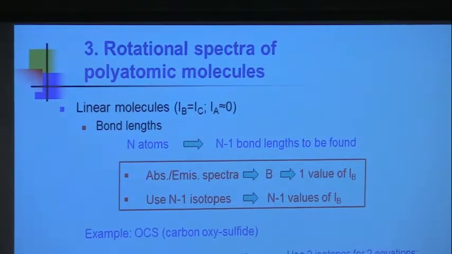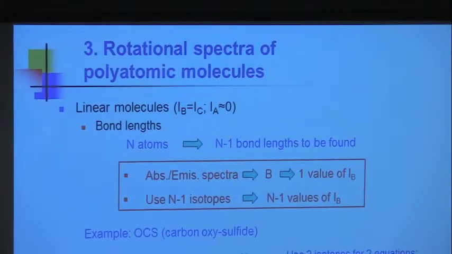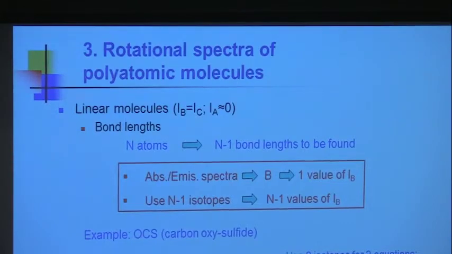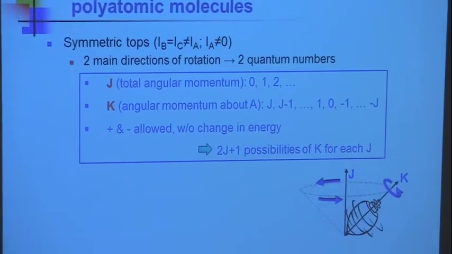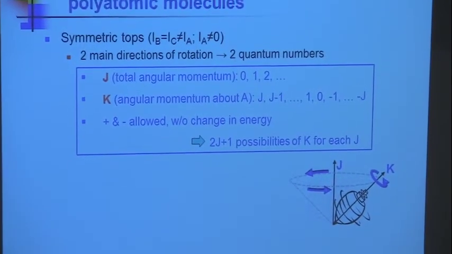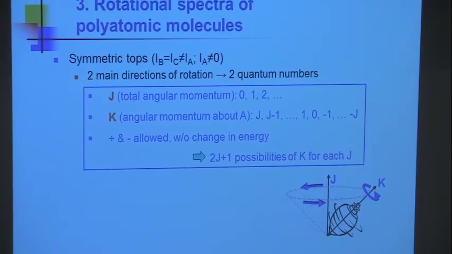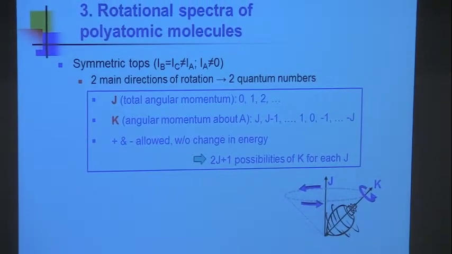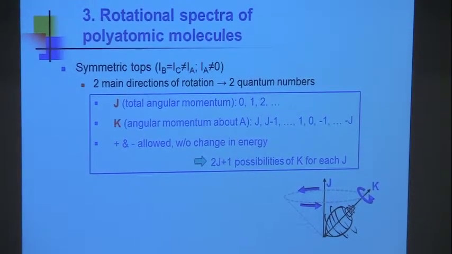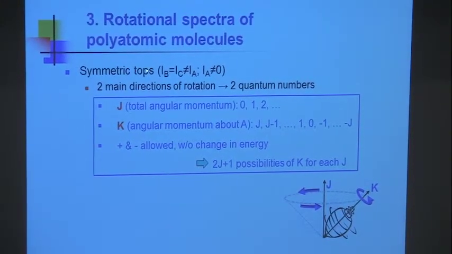So with the proper use of, say, 2 isotopes here, you can solve for the 2 lengths, RCO and RCS, if you know the masses. So that's the simple mechanical model that we have. And there's no change from what we did yesterday for the rotational spectrum. The next step is to go to symmetric top.